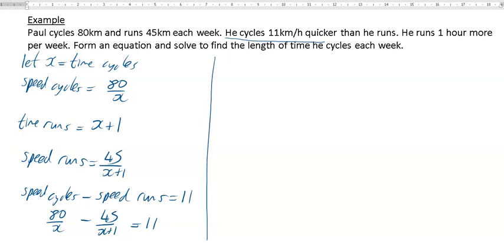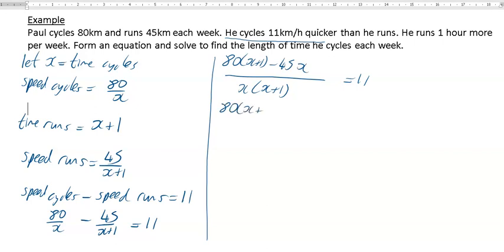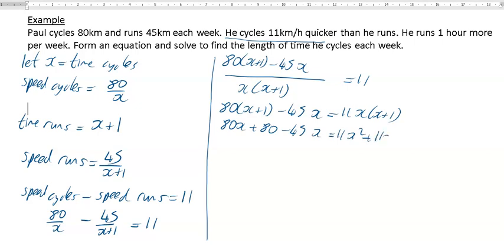Okay, so we're just going to write our formula out again, but we're taking a common denominator this time. The common denominator is going to be x upon x plus 1, and it's still equal to 11. So then you've got your 80 times x plus 1, minus 45 times your x. First thing I'm going to do is multiply across by my denominator. So I'll have 80 times x plus 1 minus 45x is equal to 11 times x times x plus 1. Multiply everything out, you'll have 80x plus 80 minus 45x is equal to 11x squared plus 11x.